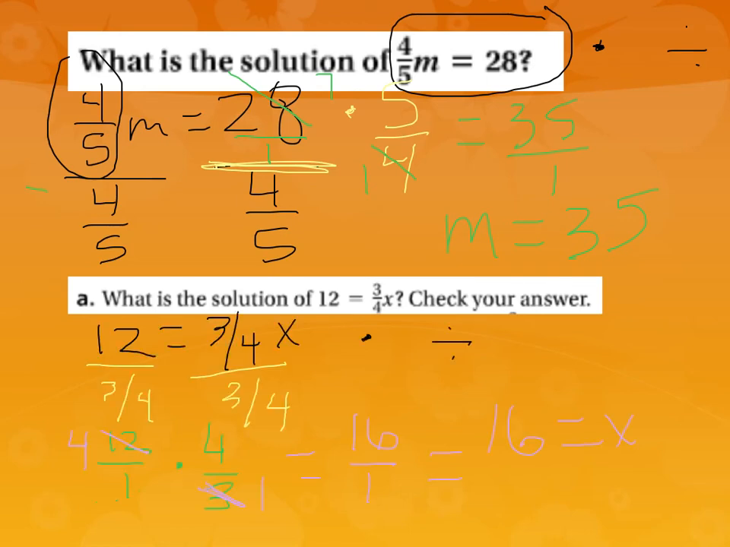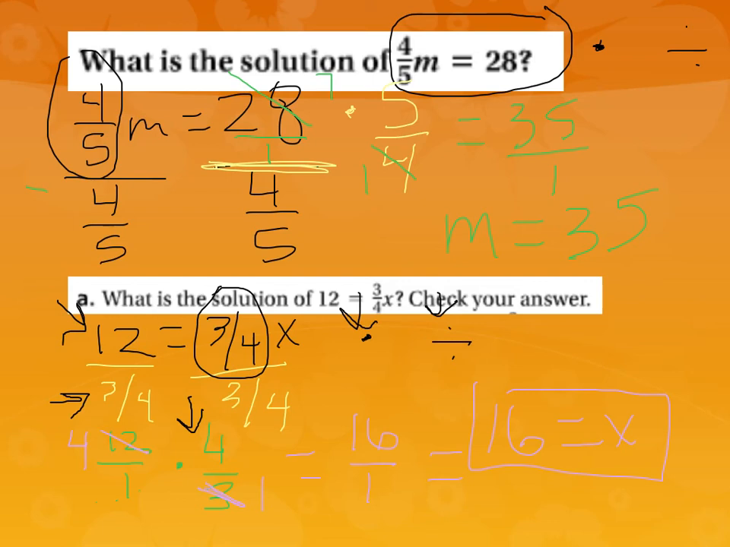So your answer should be 16. If it's not, then you should follow along with me. So I rewrote the problem above, and I saw that the math happening was multiplying, so I was going to divide. And I divided by 3/4 because that's the number that's being multiplied by x. Well, I know that dividing by a fraction is the same thing as multiplying by its reciprocal. So the second fraction flips.